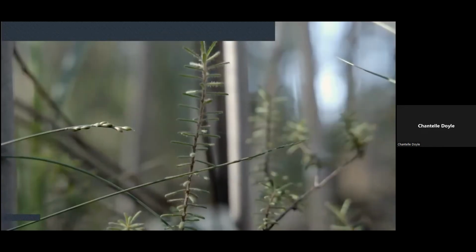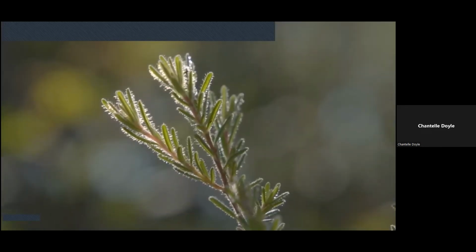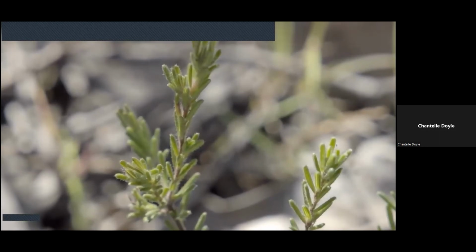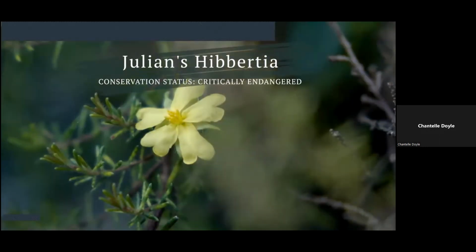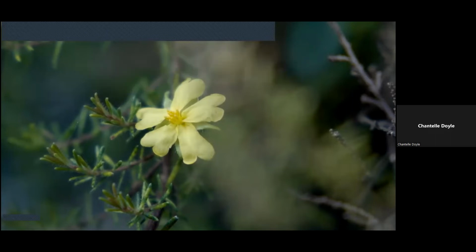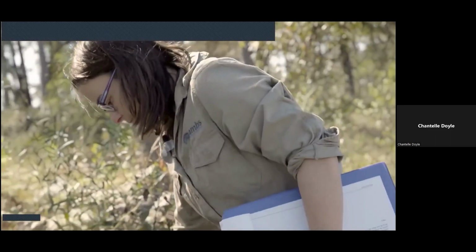There's sort of this perception that scientists or ecologists know a lot about species. You know, we've done all the work, we've done all the research, we have all the answers, and we really don't. This is Hibbertia spinantha, or Julian's Hibbertia. And this is the plant that I have been researching.